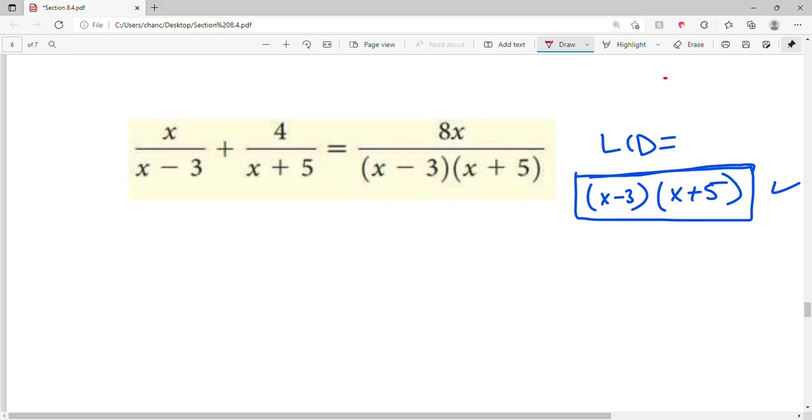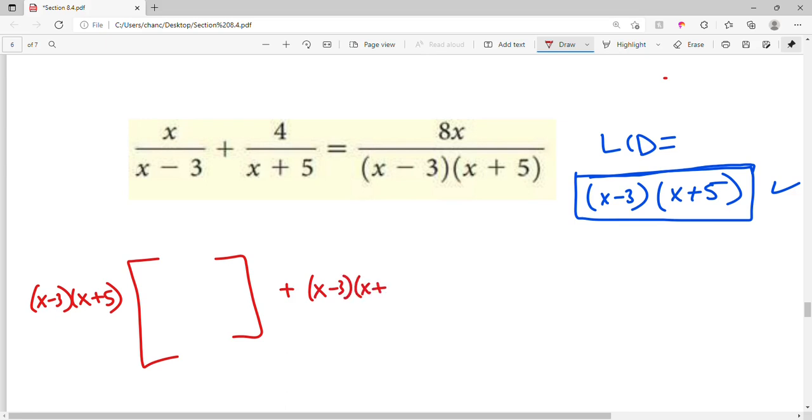To do this problem, we'll take x minus 3, x plus 5, and we'll multiply that to each and every single one of our terms.